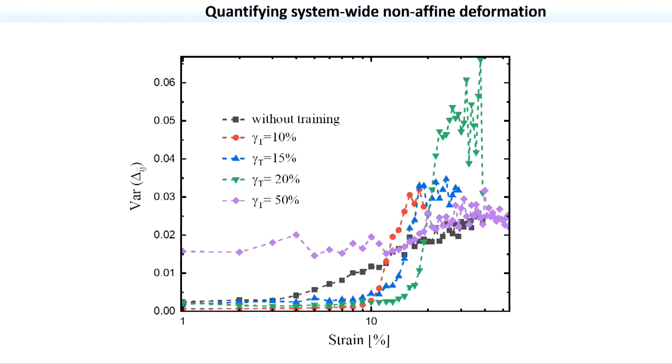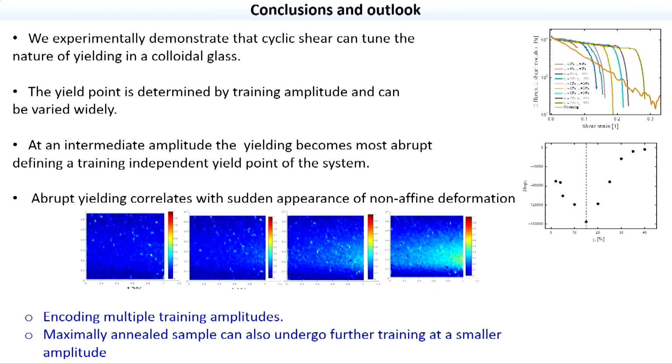But in the non-affine regime, I don't know what this magnitude really means. So this, we have to do more thinking. I'm not sure about this thing. So I'll conclude.